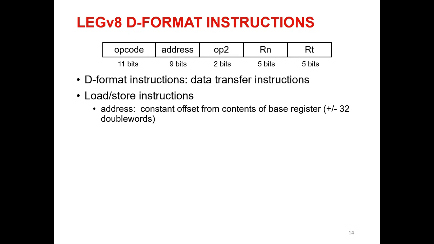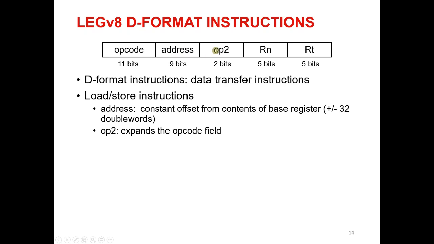So the operation code is as before, so we have 11 bits for the operation code. Then we have a field which is the address. This address is the base address for the memory address I'm accessing. Remember yesterday we were accessing an array A, and we have the base address of this array A in a register called x22. So this will go here in the field address.